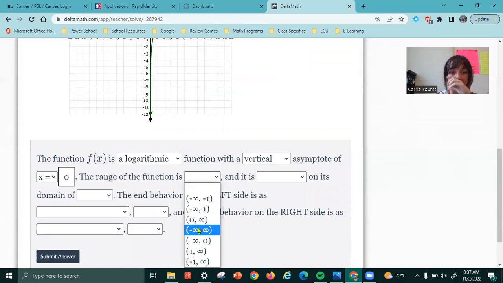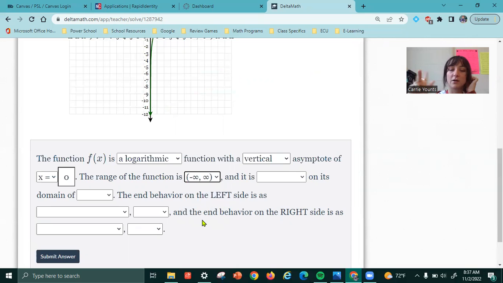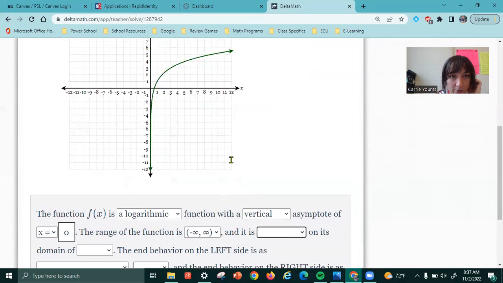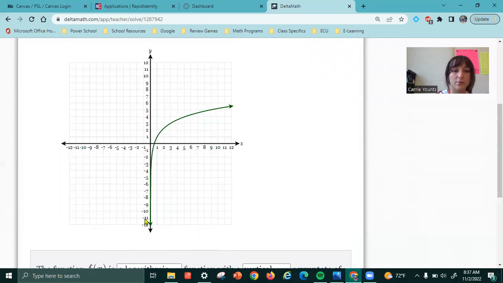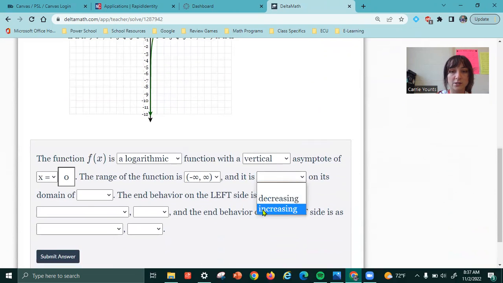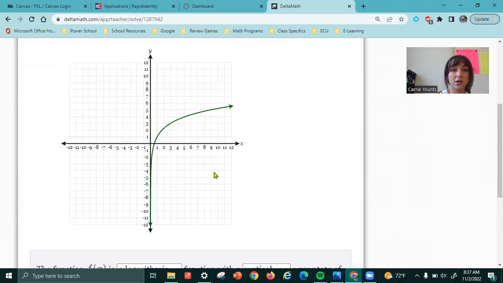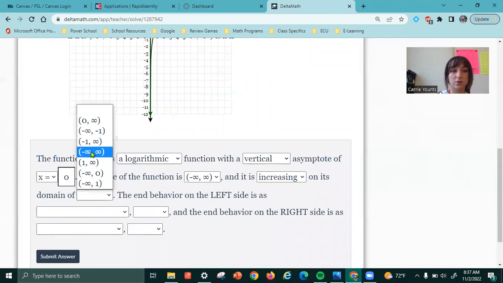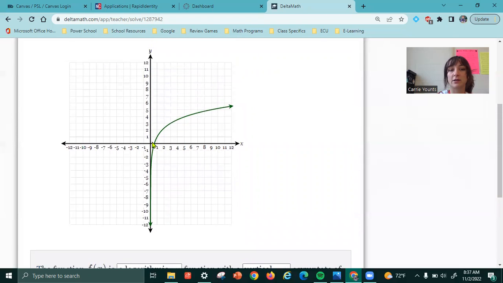So this is true for all logarithmic functions. It's flip-flopped of the exponential functions. And it is, if I was on a roller coaster, I would be increasing the whole time. Pretty scary roller coaster. So it'd be increasing on its entire domain of, it doesn't exist over here in -infinity. It starts existing at 0, and then it exists in positive infinity. So it's going to be 0 to infinity. The end behavior on the left, the lowest x value I could possibly have is 0. That's it. I can't go anywhere further than that.